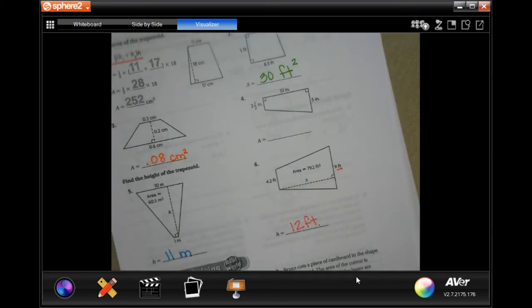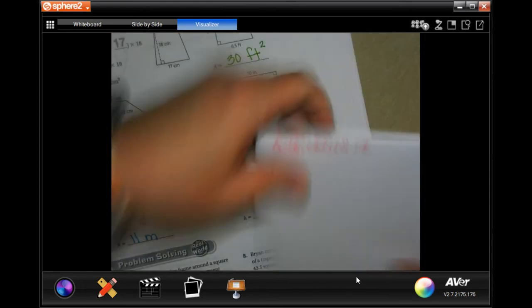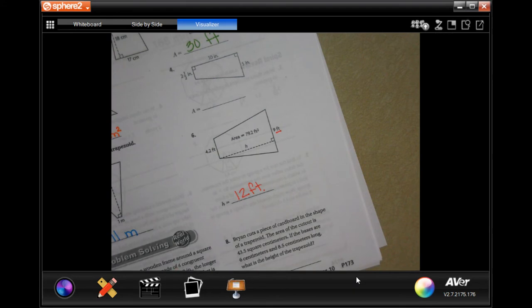I'm going to write my formula up here again. All right. Sonia makes a wooden frame around a square picture. The frame is made of 4 congruent trapezoids. The shorter base is 9 inches, the longer base is 12 inches, and the height is 1.5 inches. What is the area of the picture frame?